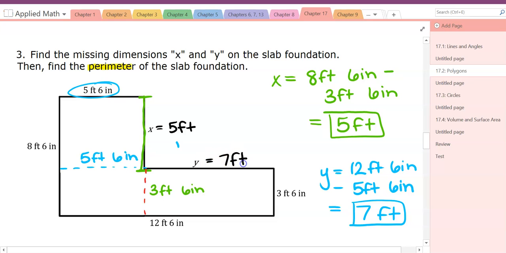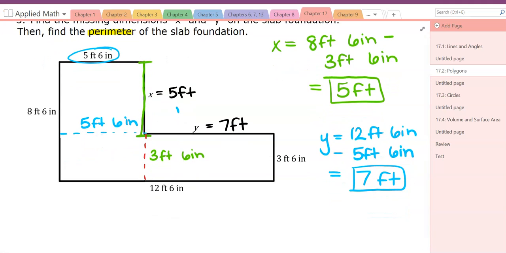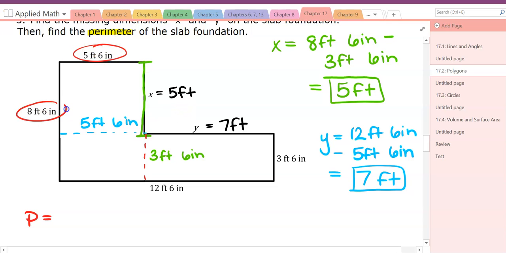So now what I need to do is find the perimeter. So I need to add all of these sides together. Now, if it's helpful, you've got a couple measurements that have 6 inches. Let me erase some of my markings here. This has 6 inches and this has 6 inches. So if you wanted to, maybe combine those to get a foot. And then this has 6 inches and this one has 6 inches. So again, you can combine those to get another additional foot. That might make the math a little bit easier instead of having to add up all those inches.